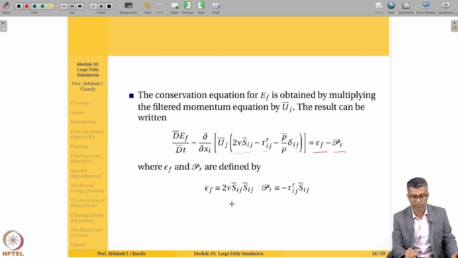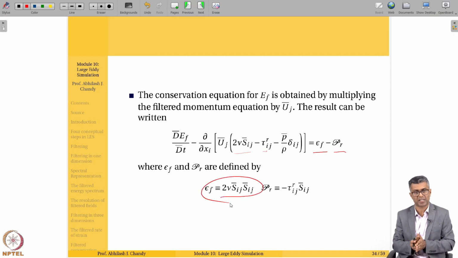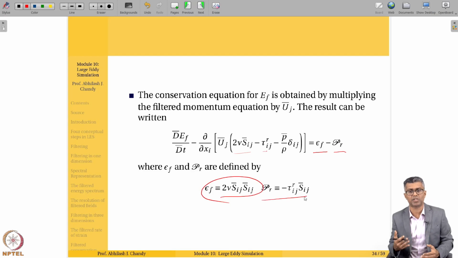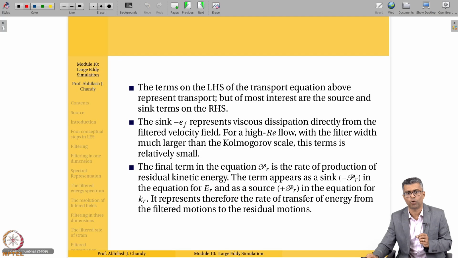So εF is this 2ν S̄ij, which is going to be the dissipation, and then this production term, which is τij^r times S̄ij. So interestingly, what I have is d/dt minus ∂/∂xi of this whole term, and I have these two sink terms on the right. One is a dissipation term, which makes sense, right? And the other one seems like a production term, but it is negative. So it seems like a sink term, isn't it? So let's think more about that.